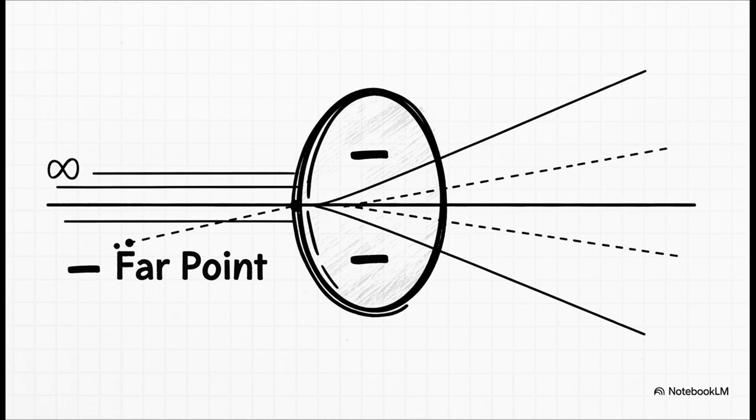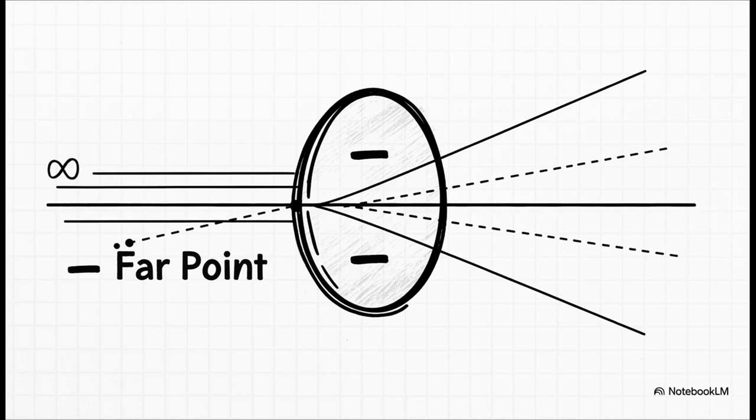So what does the concave lens do? It creates a virtual image of a distant object, an object at infinity, and it forms this image at the myopic eye's far point. So for our calculations, the object distance, u, is always taken as infinity, and the image distance, v, is the person's far point, for example, minus 80 centimeters. And very importantly, because we are using a concave lens to correct myopia, the focal length f and the power P will always be negative.